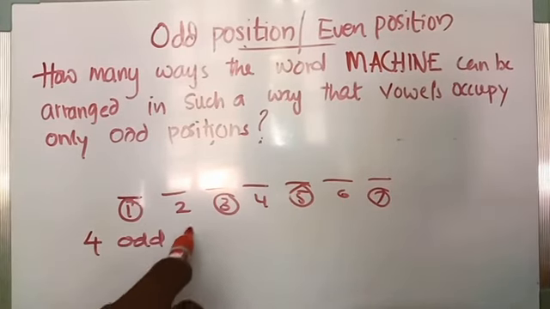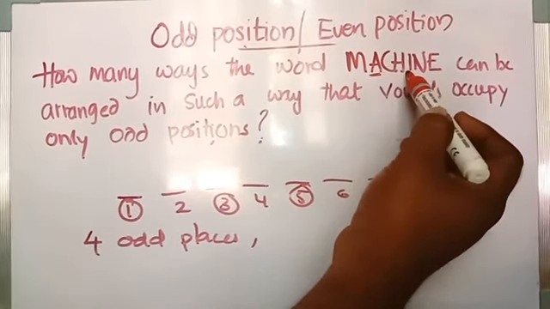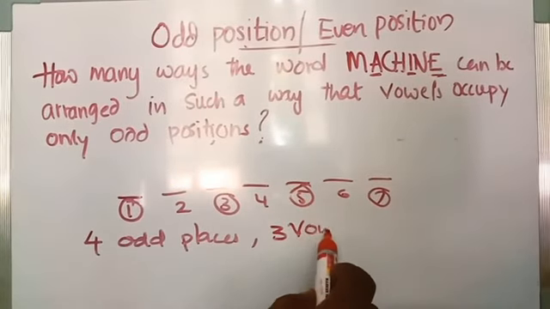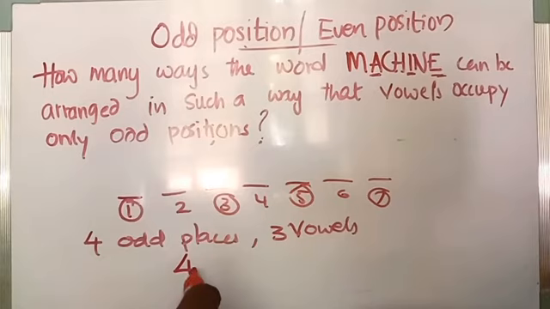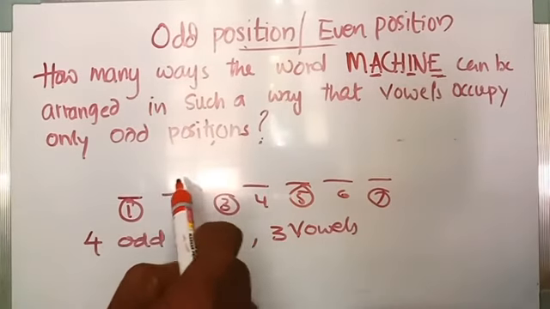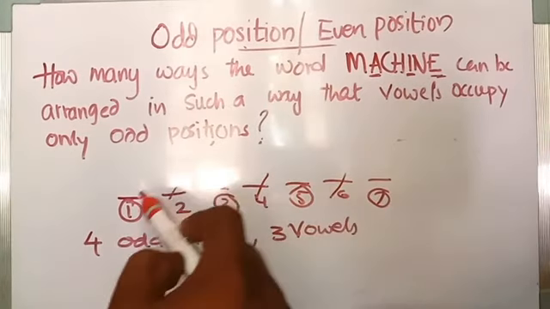And how many vowels are there in the question? We have vowels A, I, E. We have only 3 vowels. So we have 4 odd places and 3 vowels. How many ways can you arrange it? 3 vowels to be arranged in 4 places. So it can be arranged in 4P3 ways. Into, now when you look at the next part, how many even places do we have? 1, 2, 3. There are 3 even places.